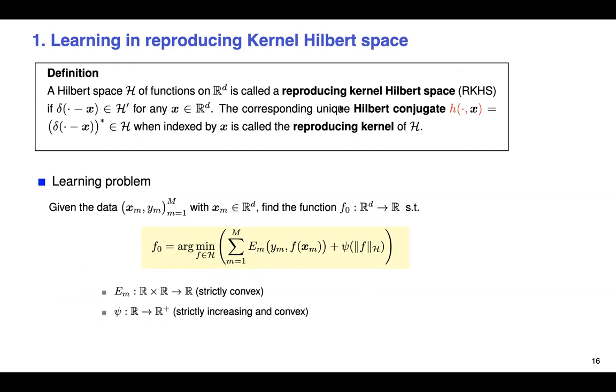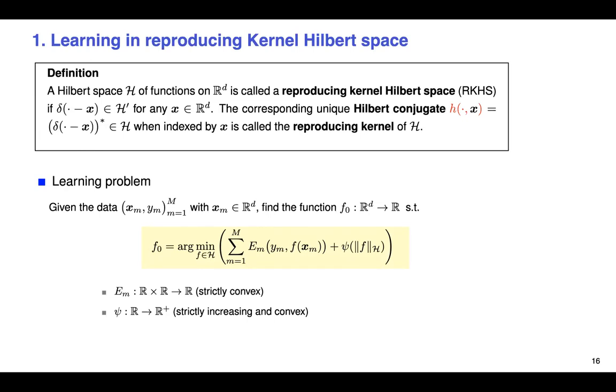And then you have a reproducing kernel Hilbert space, and a reproducing kernel Hilbert space is reflexive. So then we have a single Hilbert conjugate of these Diracs. And then we're looking at the learning problem, which is given here. As usual, you have your data term, which is any convex distance between the data points and the function evaluated at the data points, with this regularization here.